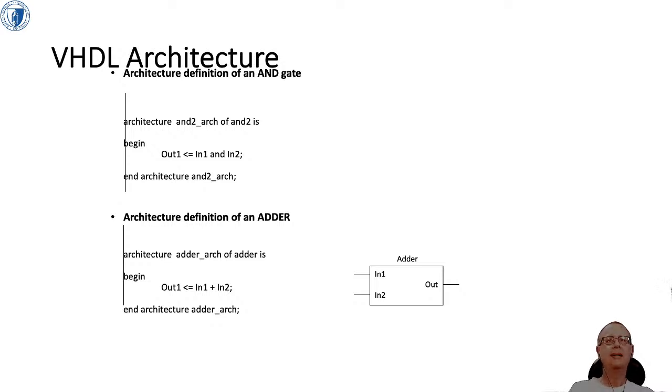Right, so here's an architecture for an AND gate. We just use the keyword AND, and we say that out1 is assigned to in1 and in2. And we can do the adder, right? We can just say that the output is in1 plus in2, which is kind of nice.